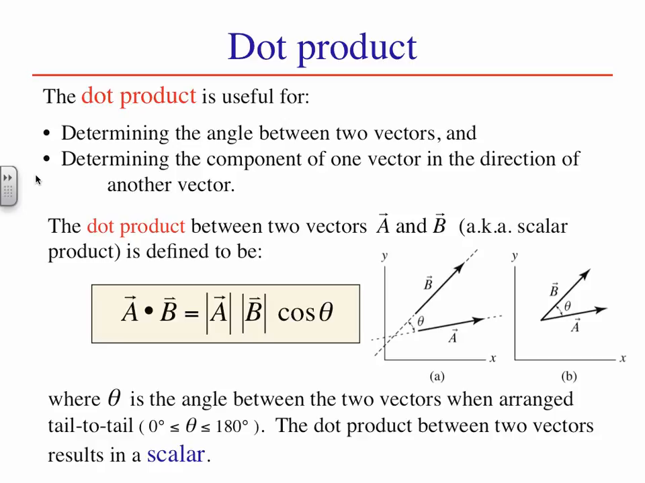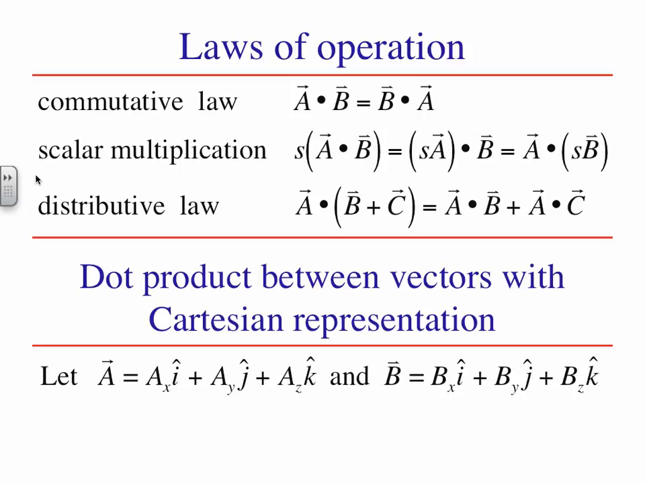The dot product is 0 when the vectors A and B are perpendicular to each other. We can use the definition of the dot product to show that it also has these properties. The commutative law and the law of scalar multiplication are both straightforward.